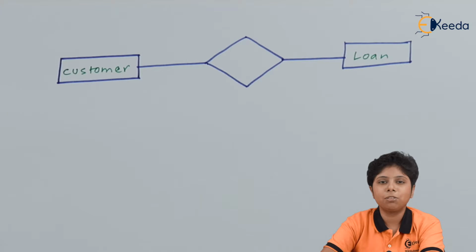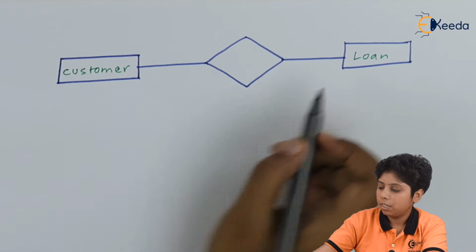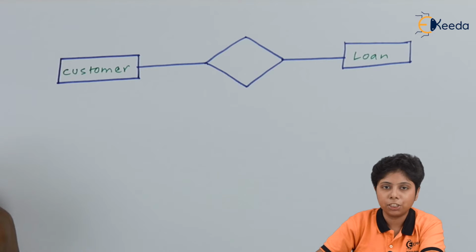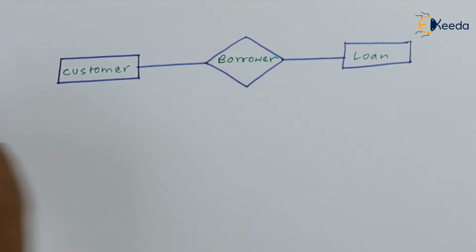So between a customer and loan relation, we can say the relationship is the borrower. So a customer can be a borrower to the loan. If I want to define the one-to-many relation in this way, we can say that a customer can get many loans from a bank. Now that we are specifying this relation, we need to put the arrow in this way.